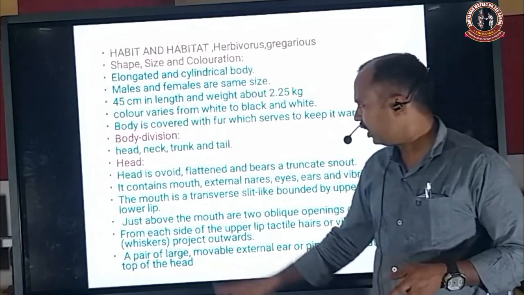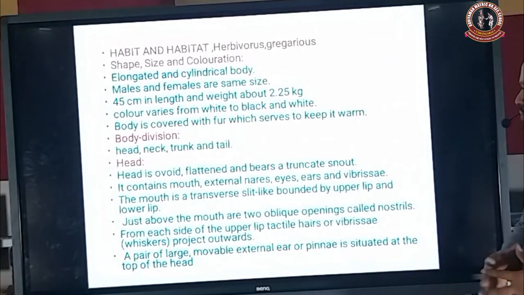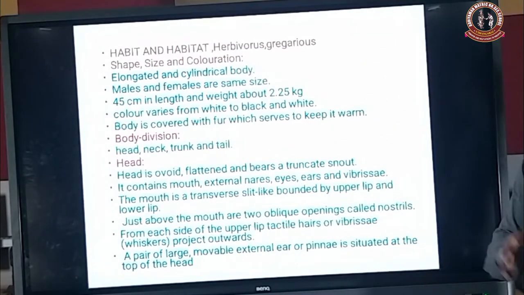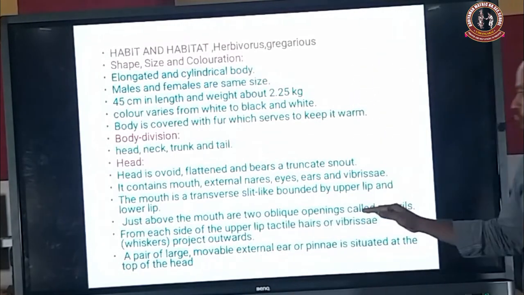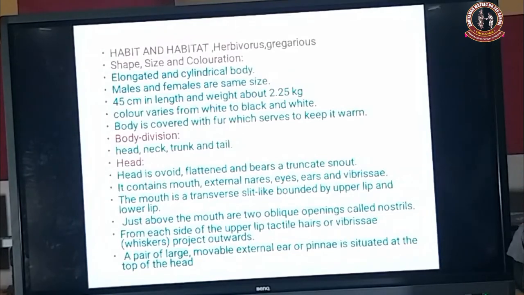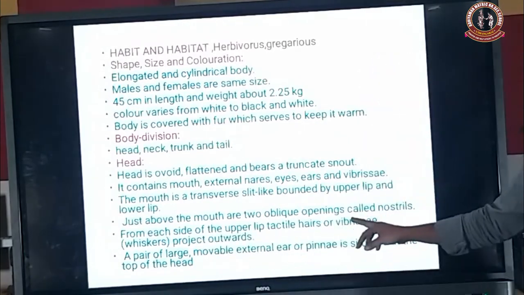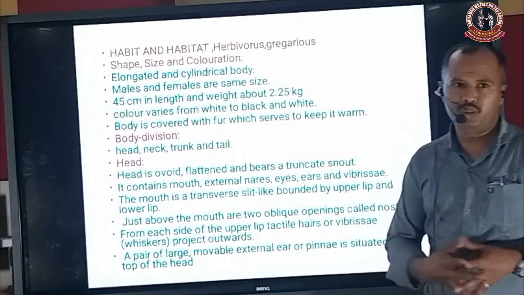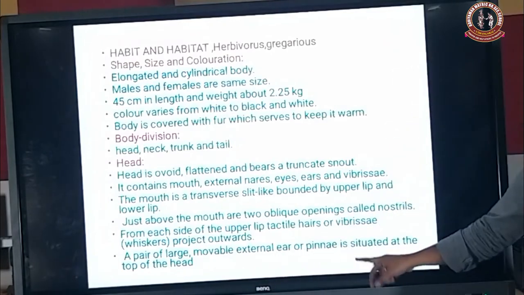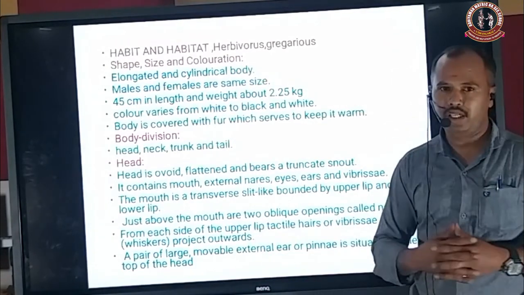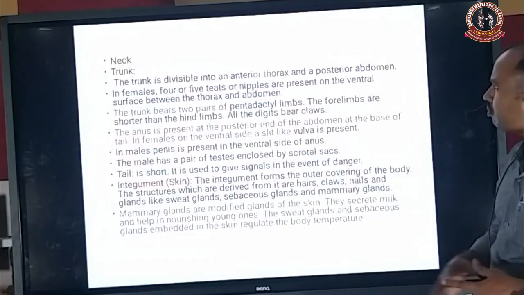Okay. And the mouth is a transverse slit bounded by the upper lip and the lower lip. The upper lip is larger and the lower lip is smaller in size. And just above the mouth are two oblique openings called nostrils. Above the upper lip there are two openings. These are the nostrils. They mainly help in the function of breathing, which means inhalation and exhalation. And then from each side of the upper lip, long hairs called whiskers project outwards, which means strong hair-like structures. And then a pair of large, movable external ears or pinnae is situated at the top of the head. Okay. And then the neck region.